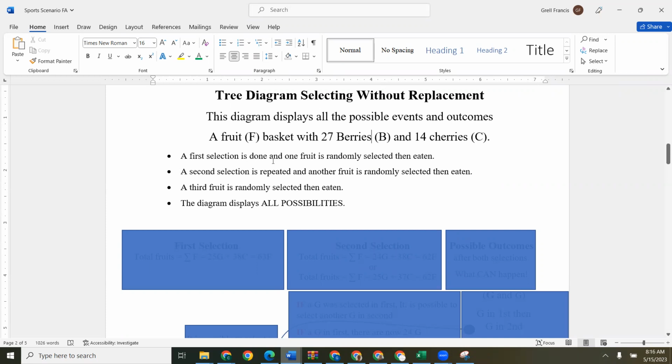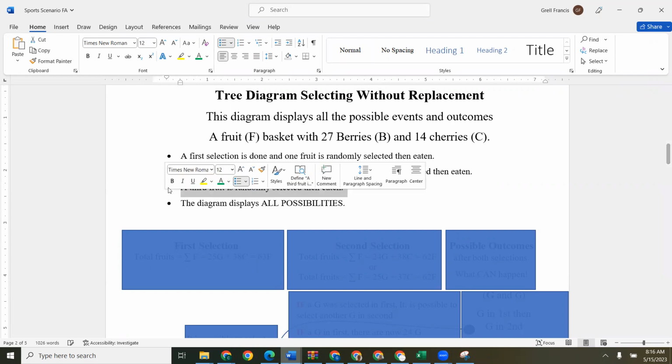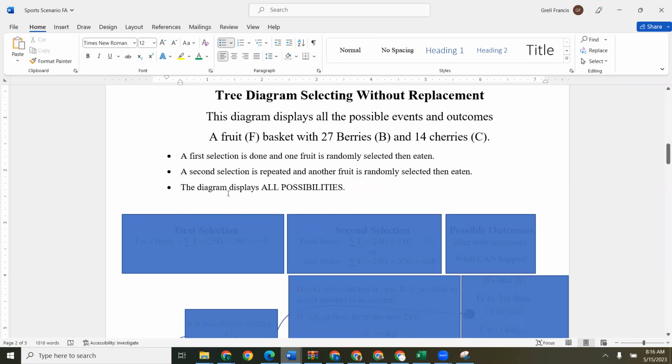A first selection is done, one fruit is randomly selected, then eaten. A second selection is repeated, and another fruit is randomly selected, then eaten. Well, you're only using only 2, so a third fruit is not selected. The diagram displays all possibilities.